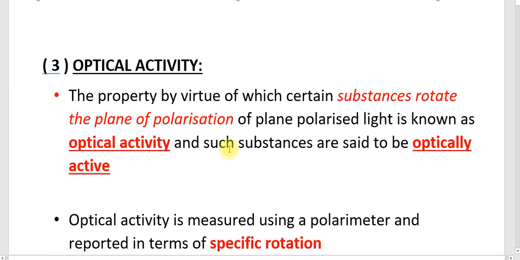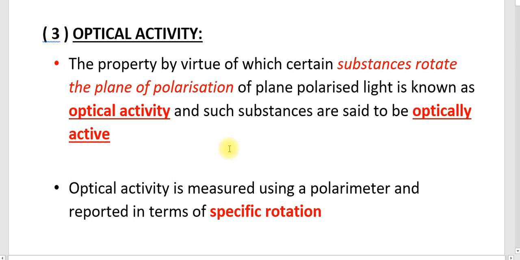Next term is optical activity. You might have heard this concept in your +2 classes. What is optical activity? We know that there are certain substances which have the property by virtue of which they can rotate the plane of polarization of plane polarized light. That is known as optical activity, and such substances are called optically active substances.